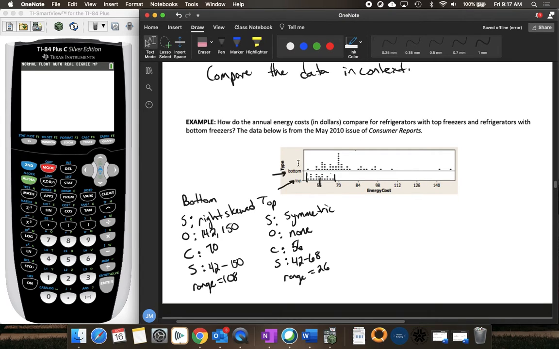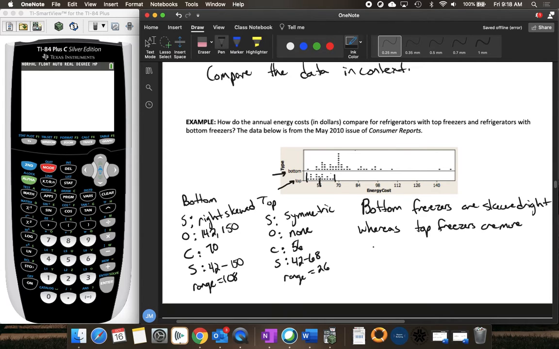All right. So now, taking a look at those two different shapes, we now have to write our description of those. To write our description, let's first compare the two different shapes. We'll say that bottom freezers are skewed to the right, whereas top freezers are more symmetric.